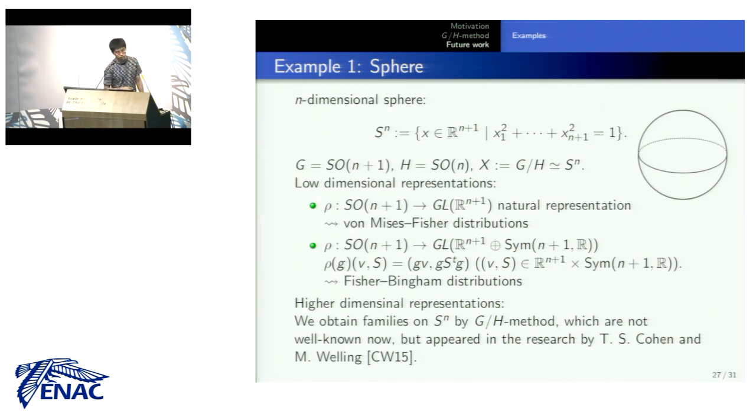Now, let's see the first example, the sphere. A sphere is defined like this, and the sphere has a symmetry of rotations. So we can describe the sphere as a homogeneous space like this. Then by considering low-dimensional representations, we obtain von Mises-Fisher distributions and Fisher-Bingham distributions. By taking higher dimensional representations, we obtain families on the sphere, which are not well known now, but were used in the paper by Cohen and Wang.